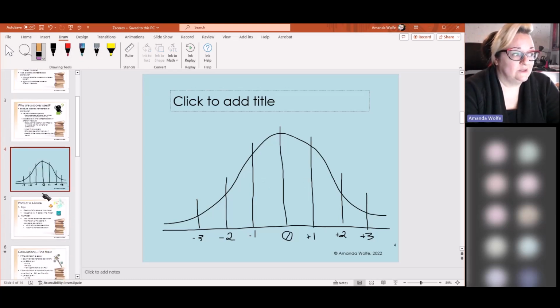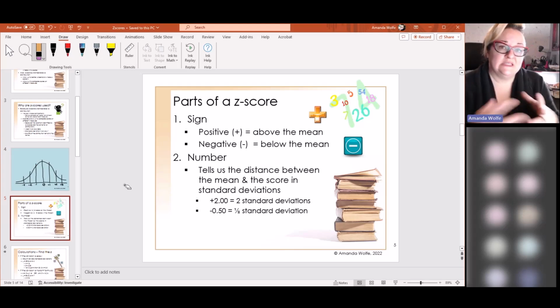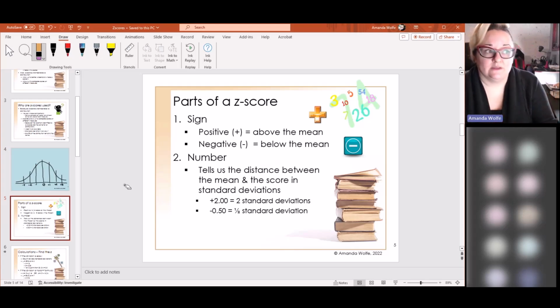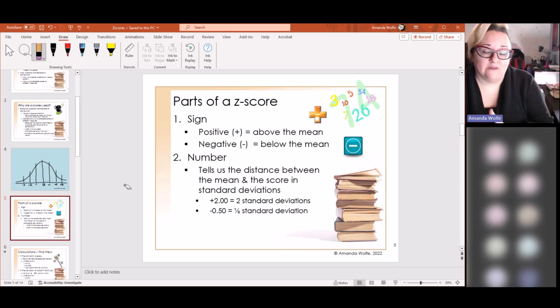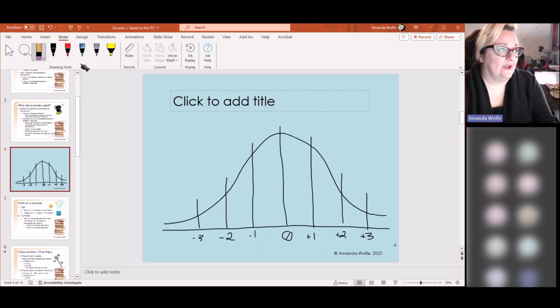Now, once I do that, each z-score tells us 2 things. It'll have a sign, positive or negative, and then it will have the number itself. So like if I had one here on the thing I just drew, let's say I put one right here, and I tell you the z-score is plus 1.25. Again, there's a sign there, positive or negative, and then there's a number, 1.25.